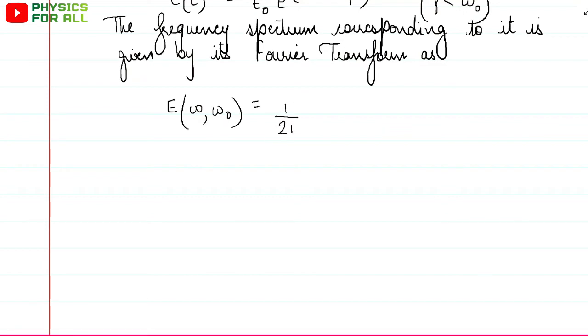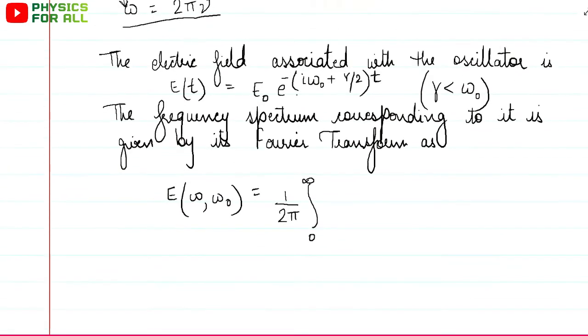Fourier transform is always given by 1 upon 2 pi times the integral of the quantity. So this is from 0 to infinity. Now see, the integral would be almost the same. This is E naught. All I have to do is introduce omega. This omega has to be introduced in this term. The rest will be the same. How can we write it? We can write it like this.